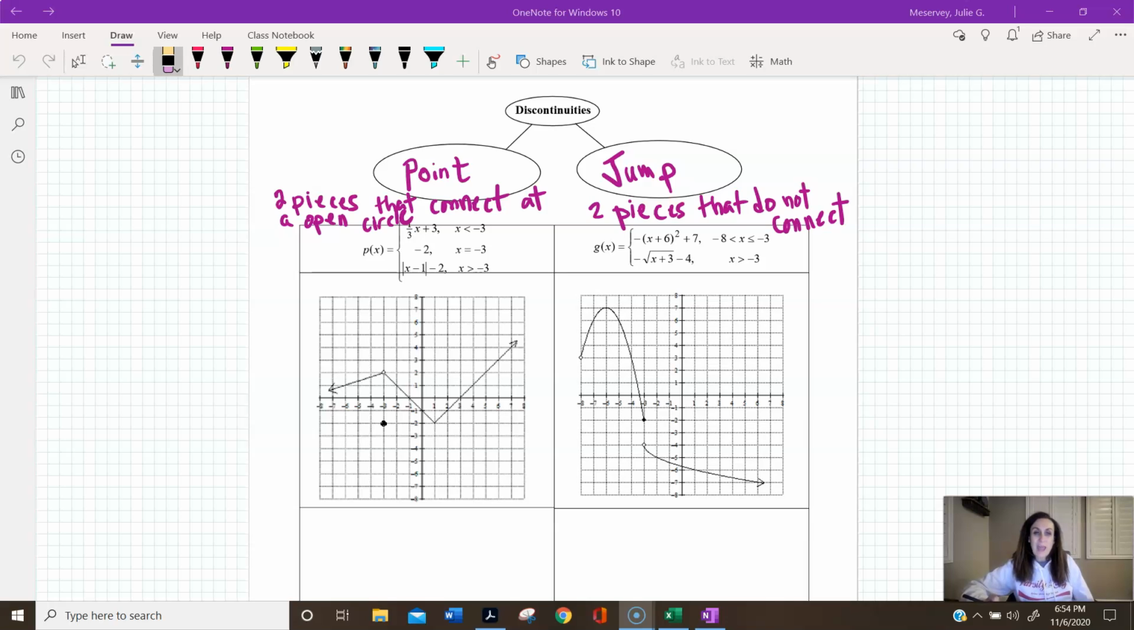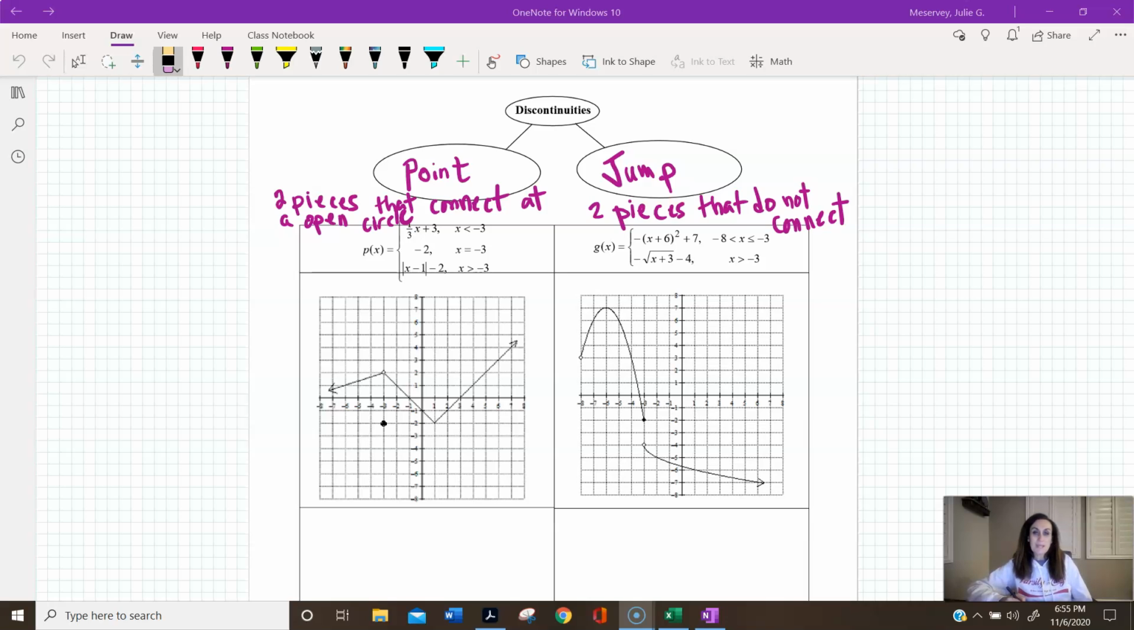The first graph is discontinuous because there's a hole in the graph. So you can see that the graph you're going, and then there's a hole in the graph right here. So you have two pieces that connect with an open circle. The other type of discontinuity is this second graph where we have what's called a jump. And that's where we have two pieces that don't connect at all. Both of these functions are discontinuous.